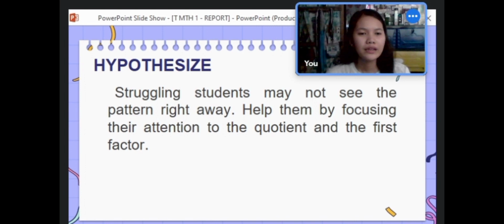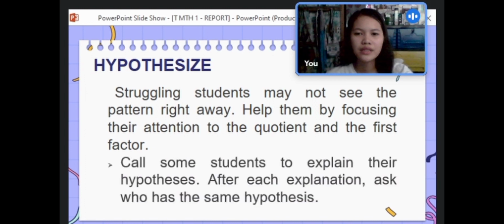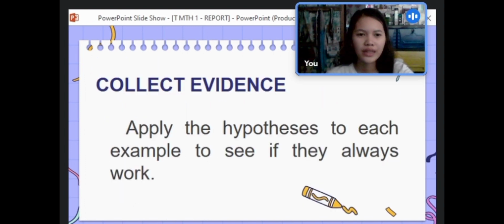Maong bago sila makabuhat og hypothesis, they need to undergo first observation. So next is call some students to explain the hypothesis. After each explanation, ask who has the same hypothesis. Diri kay tan-awon nimo kung naa bay parehong hypothesis nga gibuhat ang estudyante, nagapasabot that they understand the pattern.